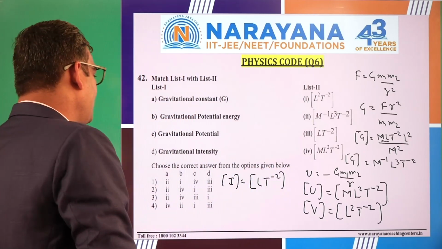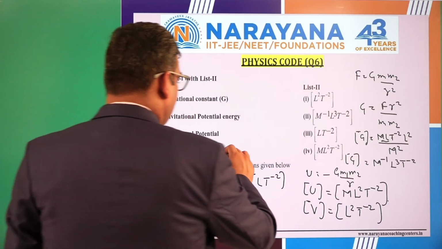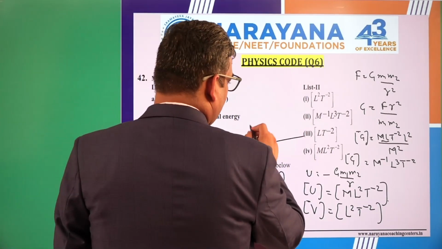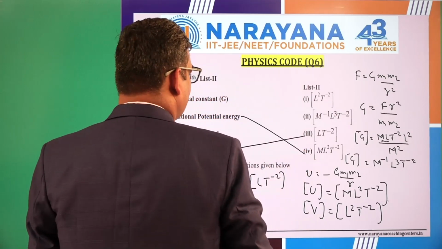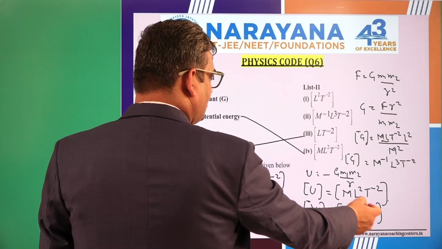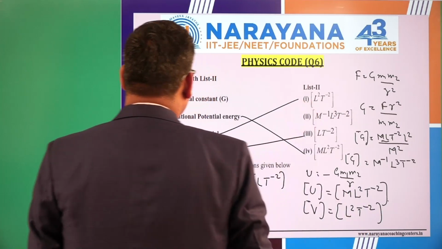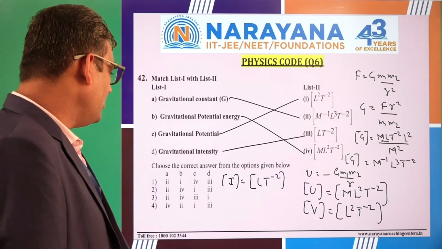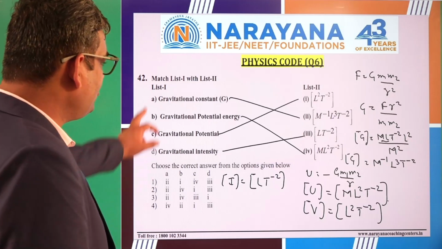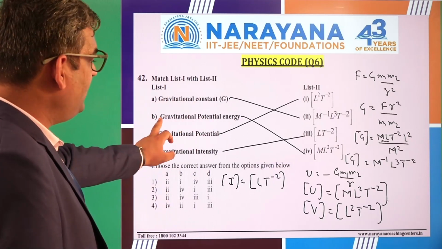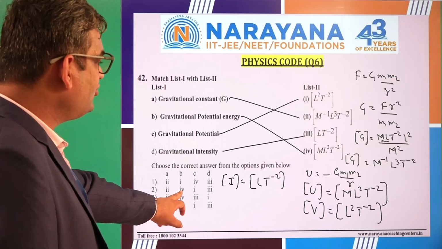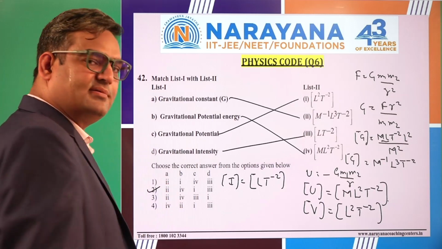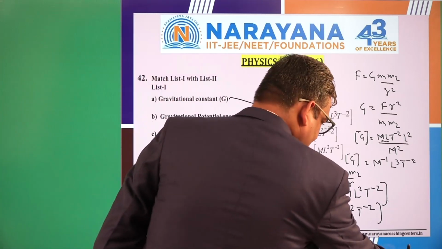So based on these, gravitational intensity should be matched with third, gravitational potential energy should be matched with fourth, gravitational potential which we have calculated as L2 T minus 2 should be matched with first, and gravitational constant which we calculated should be matched with the second option. So the correct option here is A should be matched with second, B should be matched with fourth, C should be matched with first. Hence this second option is the correct answer. Let us move on to the next question.